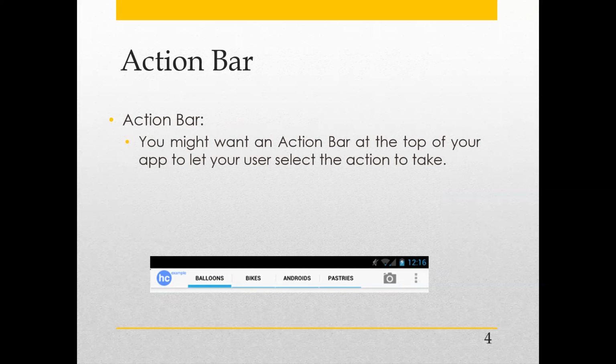An action bar. You might want to have an action bar at the top of your app to let your user select the action to take. An illustration of the action bar is demonstrated in the presented slide. The STD action bar library supports tabs and drop-down lists on the action bar on devices running Android 4 or above. It also responds when the user clicks the action bar icon on the left of the action bar.